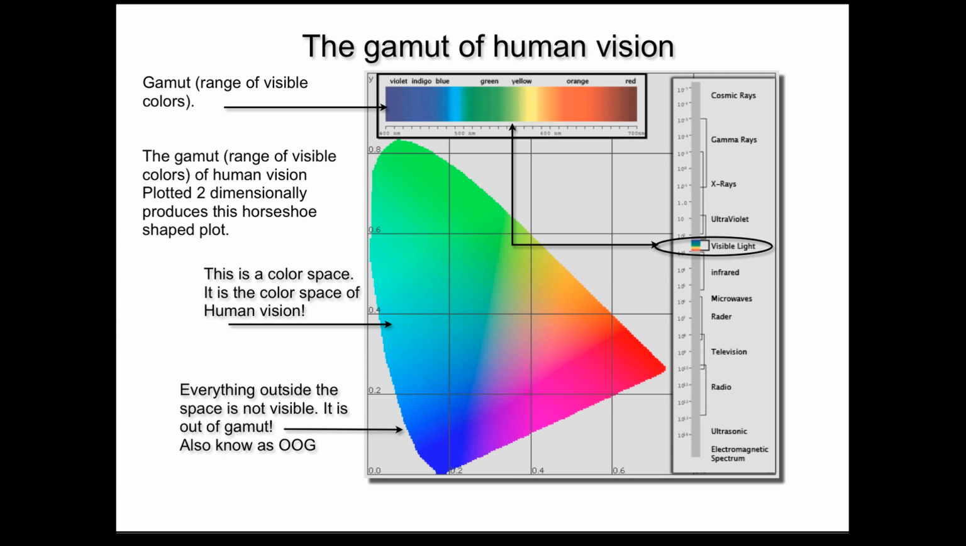Anything that falls outside this particular horseshoe shape is not visible to us. We can't see ultraviolet and infrared light. We can only see visible light. So you could say that those electromagnetic wavelengths are outside the gamut of human vision. So when we talk about gamut, this is the big gamut that everything else is contained within.